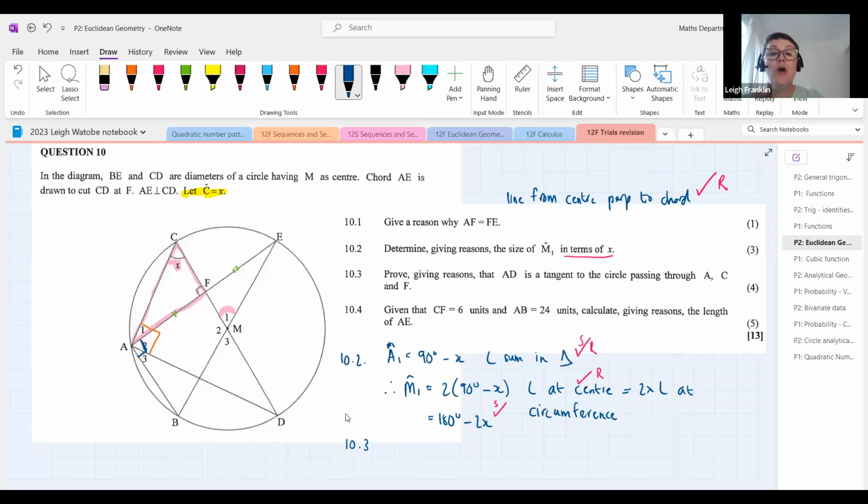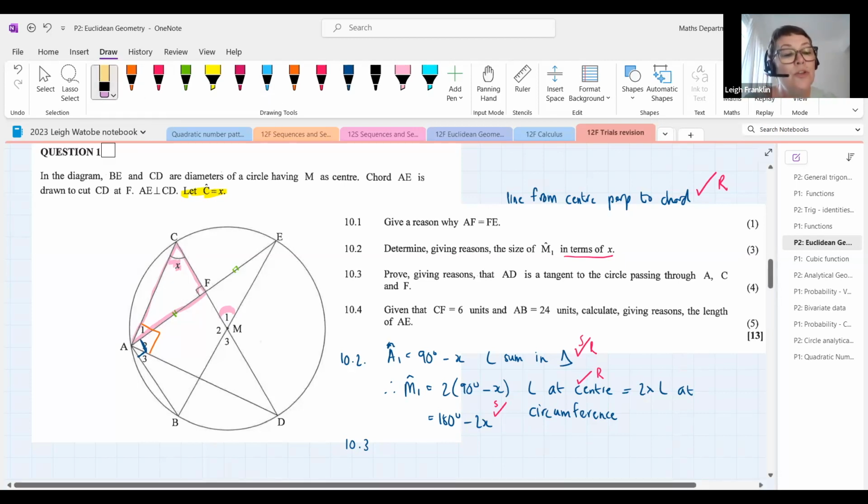All right. Now in 10.3, let's go and have a look. Prove, giving reasons, that AD is a tangent to the circle through A, C, and F. Now things are getting quite a lot more difficult. Let's go and identify where A, C, and F are. Oh, we've actually done that, haven't we? I'm so silly. We were working in that triangle. And they want us to prove that AD is a tangent.